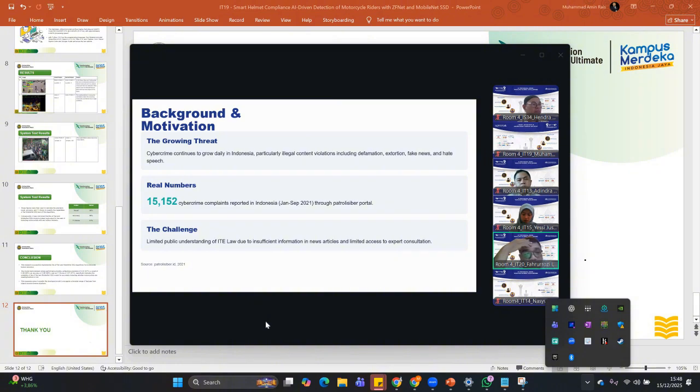However, despite legislation being in place, the challenge remains: limited public understanding of the ITE law in Indonesia. This knowledge gap stems from two primary factors. The first is insufficient explanatory information in news articles about the crime case, and the second is limited accessibility to legal experts due to cost, time, and communication barriers. The disconnect between legislation and public understanding creates an urgent need for innovative solutions.